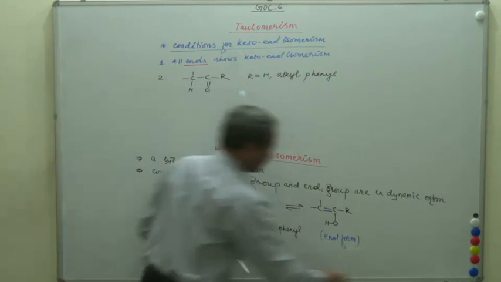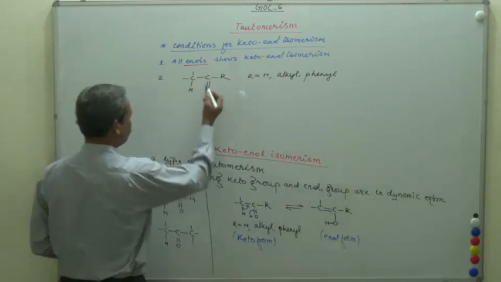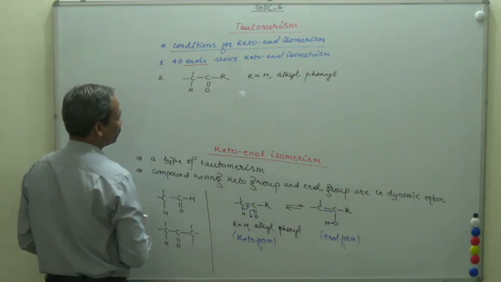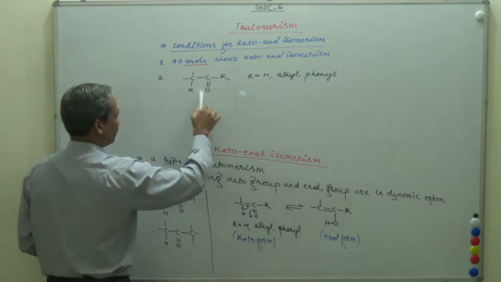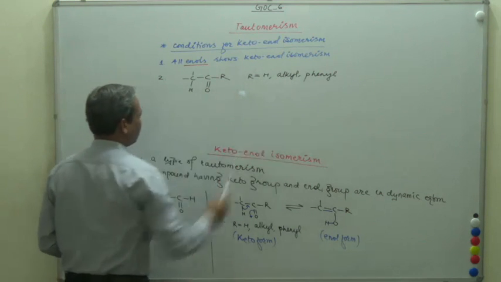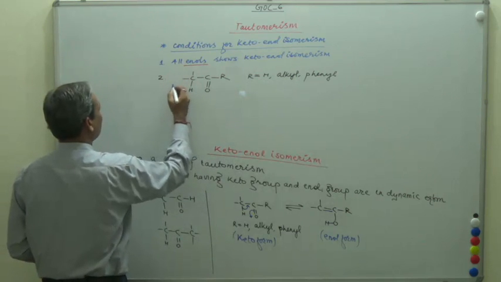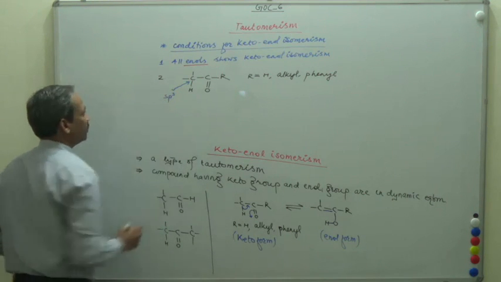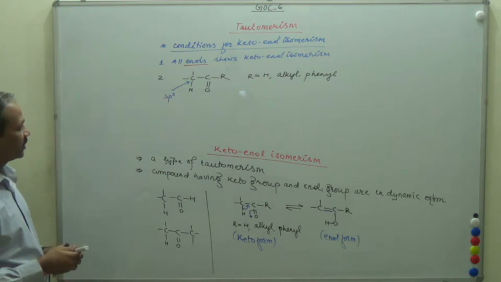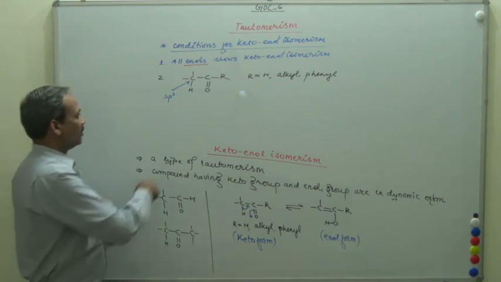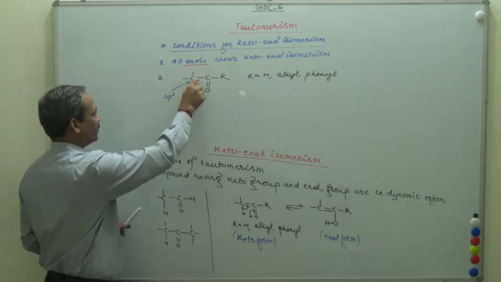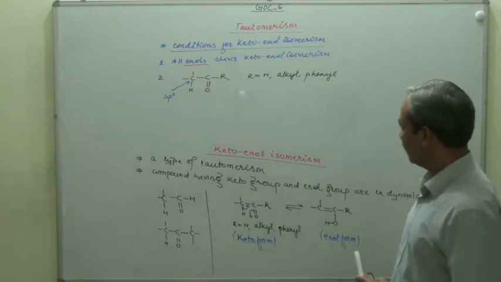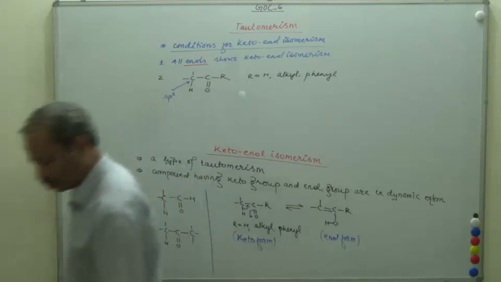So what is the requirement? Requirement is that there should be an aldehyde or ketonic type functional group. If R is hydrogen, then this will be aldehydic functional group. If R is alkyl and phenyl group, then this will be ketonic functional group. And from this aldehydic and ketonic functional group, there should be an sp3 hybridized carbon bonded, and from this sp3 hybridized carbon atom there should be hydrogen atom. So any compound having this type of structure can show tautomerism.